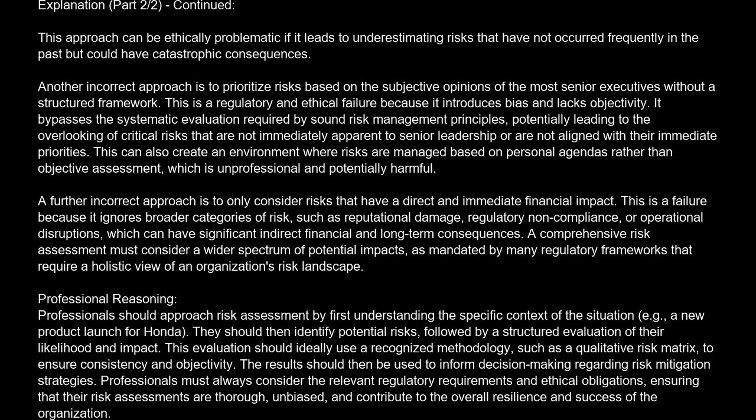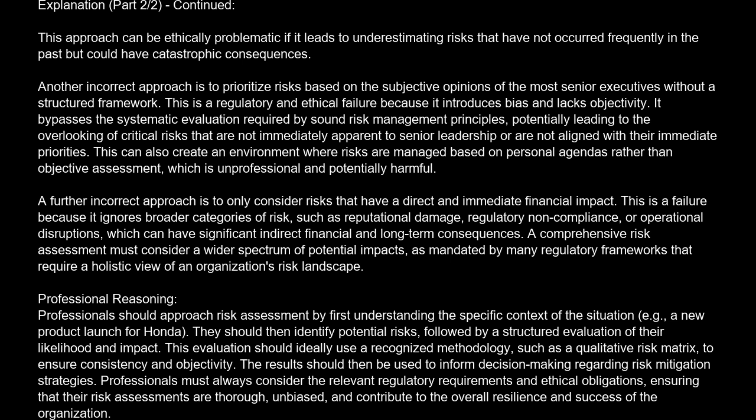Professional reasoning. Professionals should approach risk assessment by first understanding the specific context of the situation, for example, a new product launch for Honda. They should then identify potential risks, followed by a structured evaluation of their likelihood and impact. This evaluation should ideally use a recognized methodology, such as a qualitative risk matrix, to ensure consistency and objectivity.